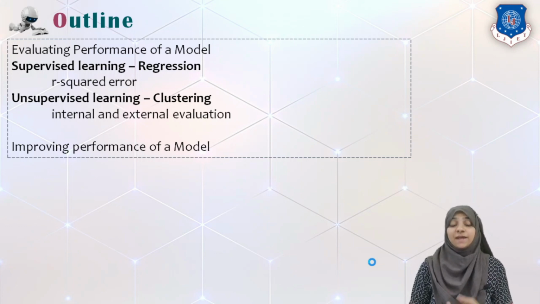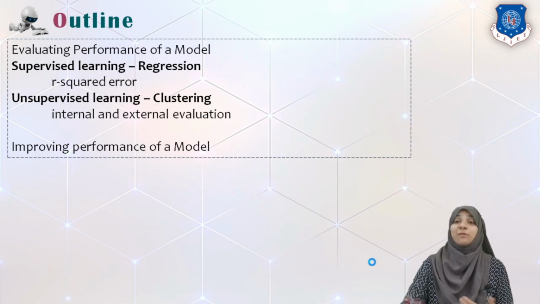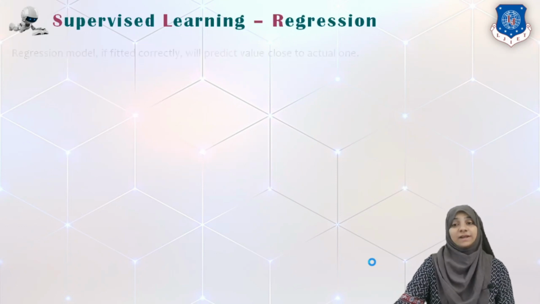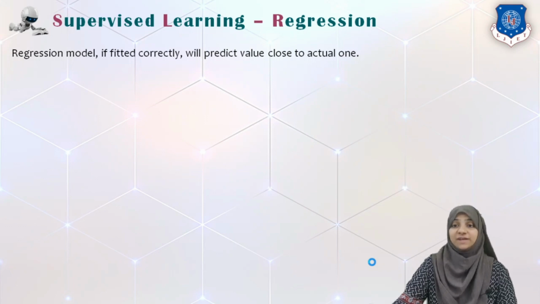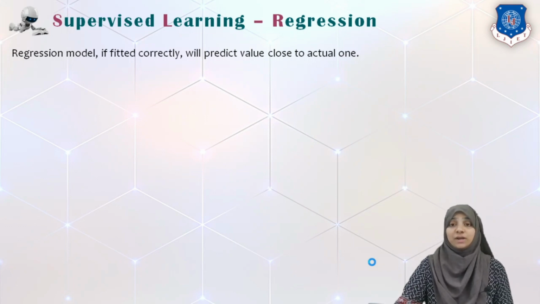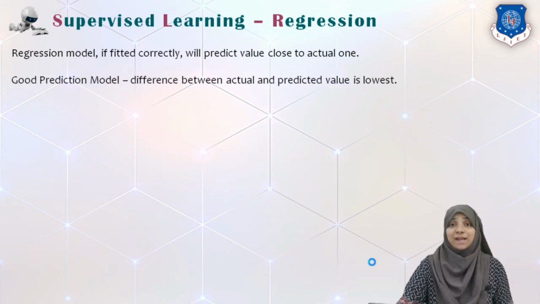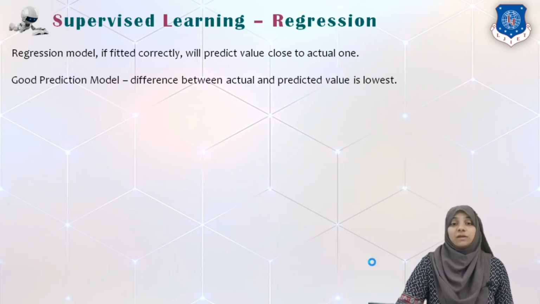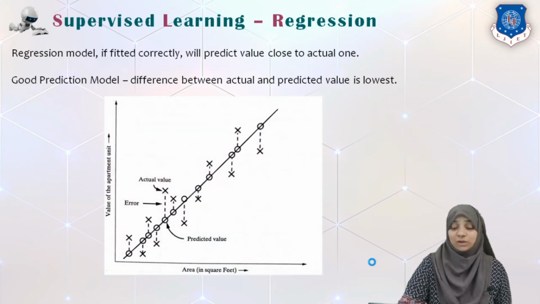And at the end, we are going to see how to improve the performance of a model using two important techniques like bagging and boosting. Let us start with supervised learning, that is the regression model. We try to fit a model correctly so that the value predicted by the model comes closer to the actual value of a given sample. A good prediction has the difference between actual and predicted value as low as possible.